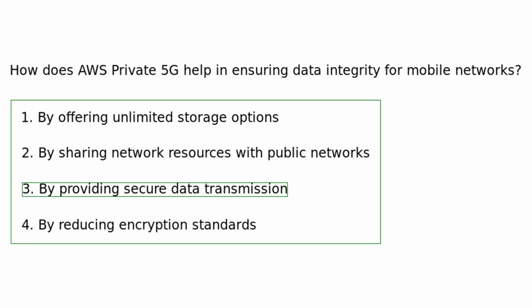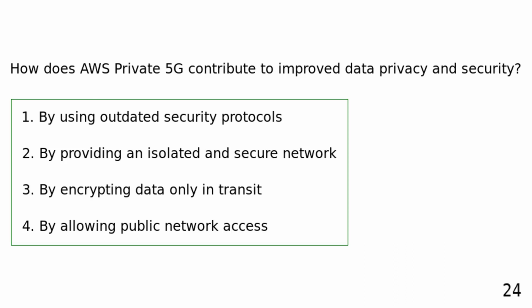AWS Private 5G ensures data integrity for mobile networks by providing secure data transmission and encryption protocols. How does AWS Private 5G contribute to improved data privacy and security? By using outdated security protocols.